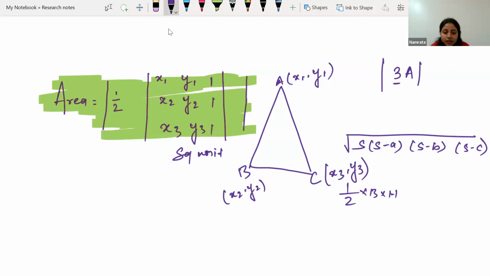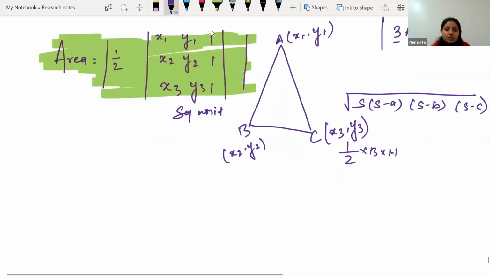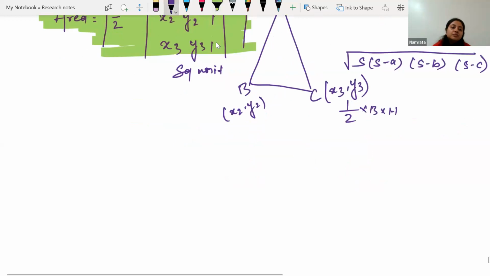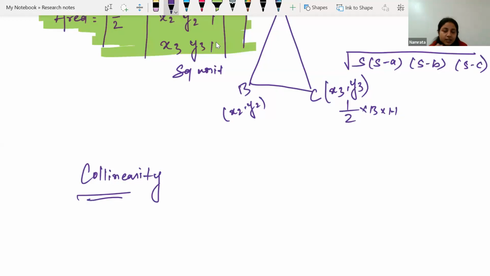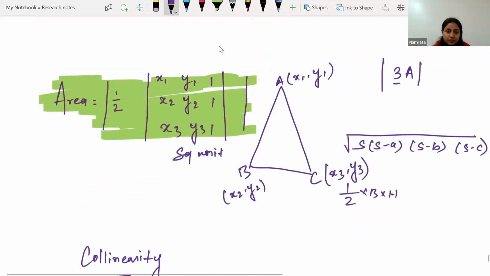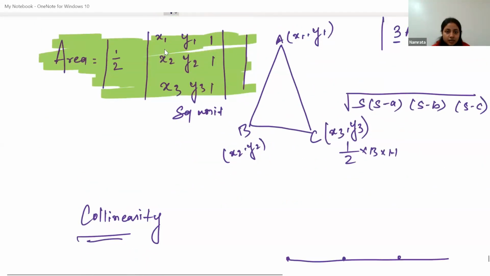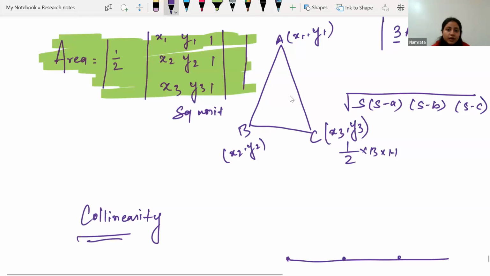Now there is a few more concept over here which is related to collinearity of 3 points. If you focus on this name, collinear, co means together, linear means line, same line. So the 3 points must be sitting on the same straight line. That's the meaning of collinear. Like in this triangle, these 3 points are not at all collinear, and it will never ever be collinear.